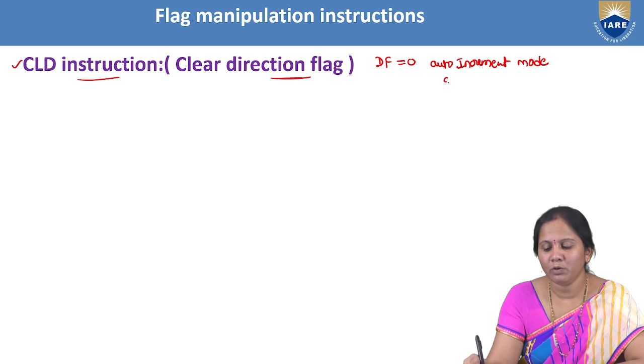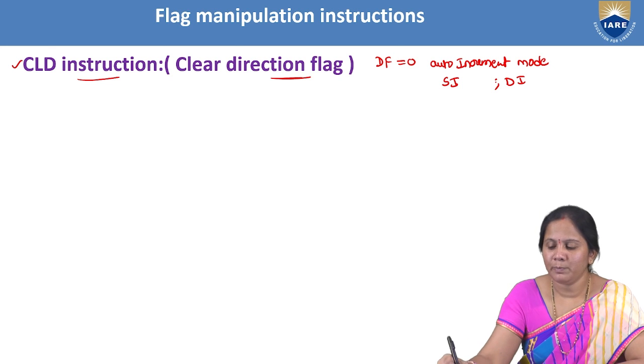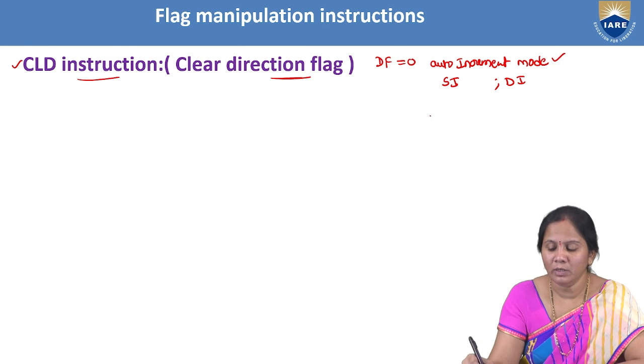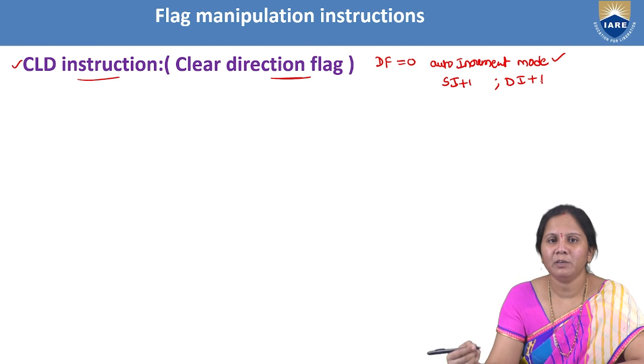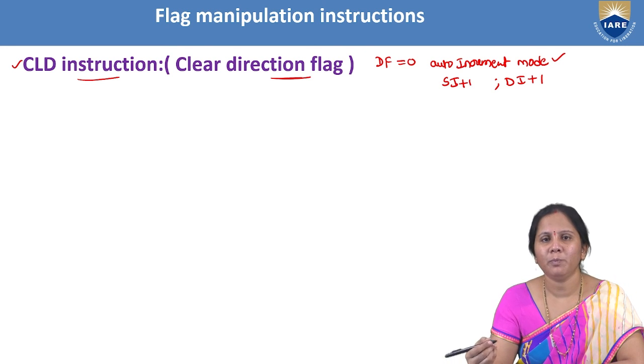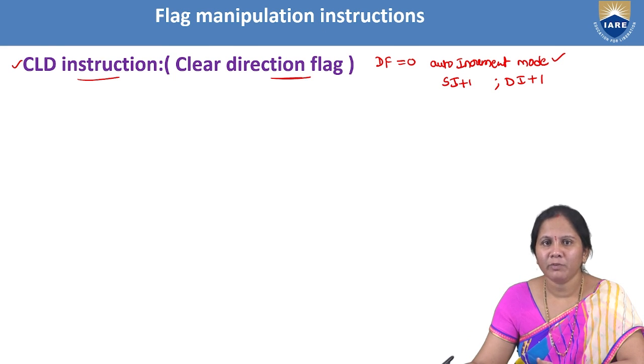Auto increment mode here also is related to the contents of SI and DI. When the processor is operating in the auto increment mode, the contents of SI and DI will be automatically incremented by 1 every time. How many times the value of SI and DI will keep on incrementing by 1? Until the counter becomes 0. It will keep on incrementing, or if the STD instruction is used, it will keep on decrementing the contents of SI and DI location. So it will be purely incrementing and decrementing the number of times related to the CX counter value.